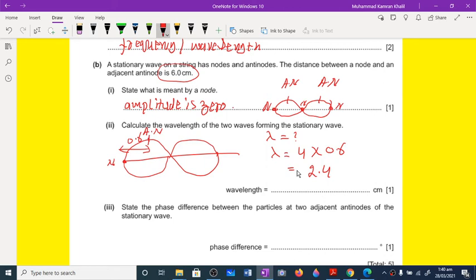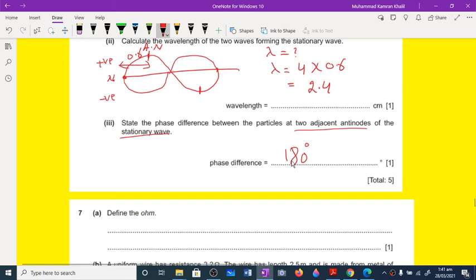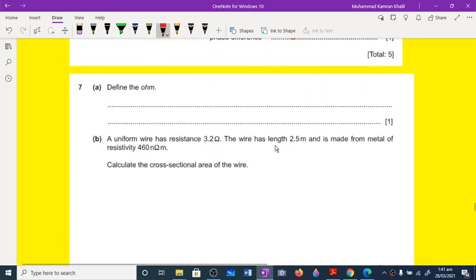State the phase difference between the particles at two adjacent antinodes of the stationary wave. Now this is an antinode and this one is the antinode of the consecutive loop. This point is in the positive and this point is in the negative, which means they are opposite to each other. So what is the phase difference between them? It is 180 degrees. The phase difference between the particles at two adjacent antinodes is always equal to 180 degrees.